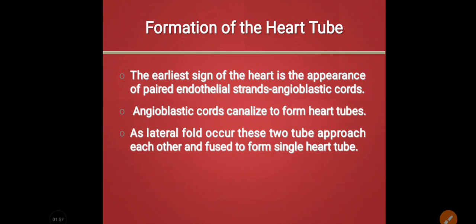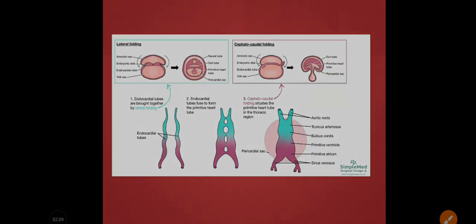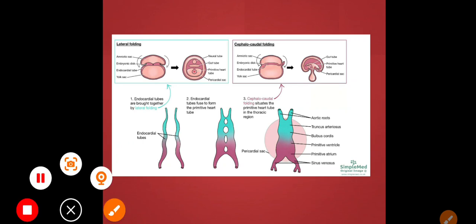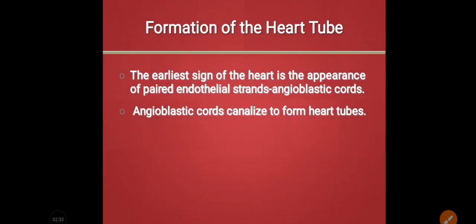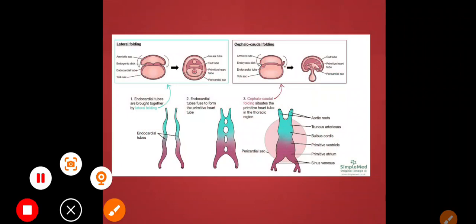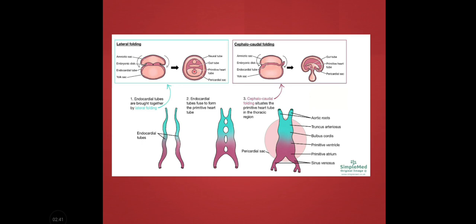During the folding of the embryo, these two heart tubes merge together to form single heart tube. As we mentioned, the angioblast cells merge together or join each other to form angioblast cord. This angioblast cord has acquired lumen to form angioblast cord canal, and these canals fuse during the folding of the embryo to form single heart tube.